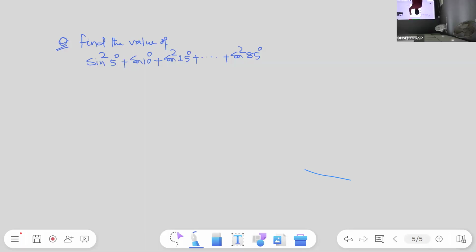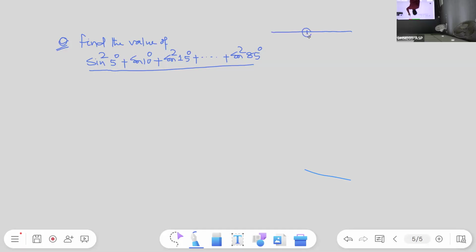Okay, let's see. Sin square 5 degree plus sin square 10 degree plus sin square 15 degree up to sin square 85 degree. If we divide 85 by 5, then the number of terms is 17. This series contains 17 terms, so an odd number of terms, and there is only one middle term.